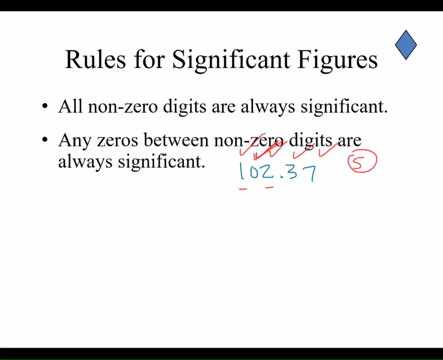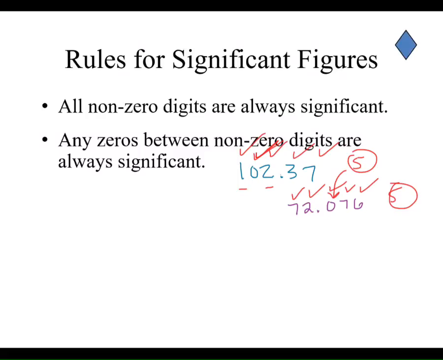Another example of that rule would be something like this. What if I have 72.076? All right, let's count significant figures. Those 4 digits that are not 0 are significant, and this 0 is now significant according to this rule. So again, I have 5 significant figures here, don't I?